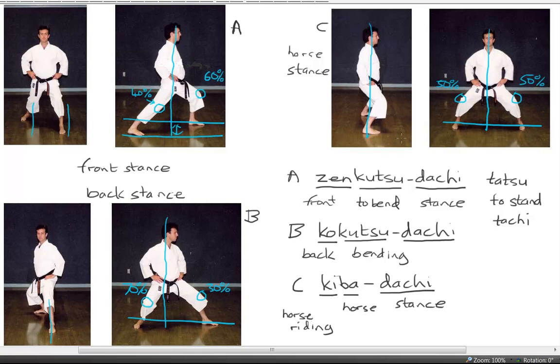So these are the first three stances that you generally start learning in Shotokan Karate. Zenkutsu-dachi, meaning front stance, the kutsu meaning to bend, so it's literally a front bending stance, bending with the knee. Kokutsu-dachi, back stance, and then kiba-dachi, horse stance.